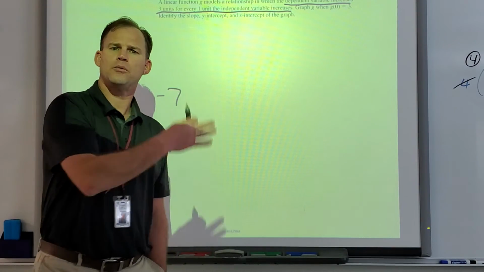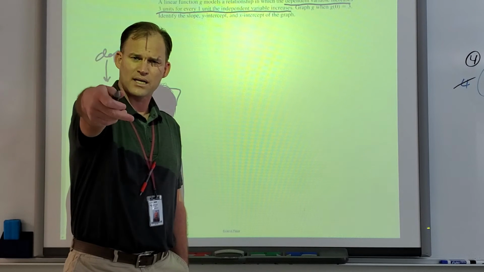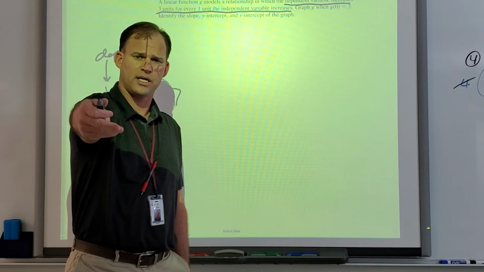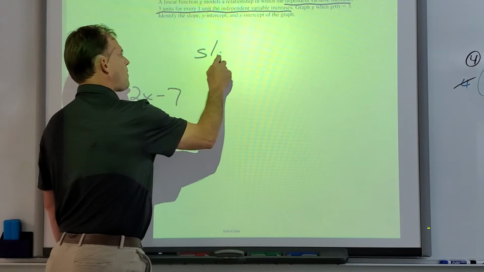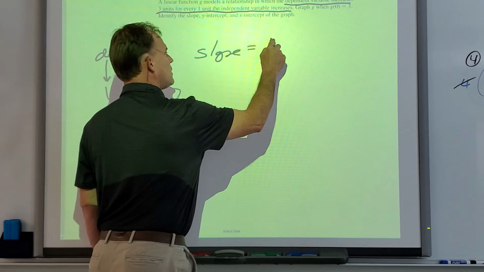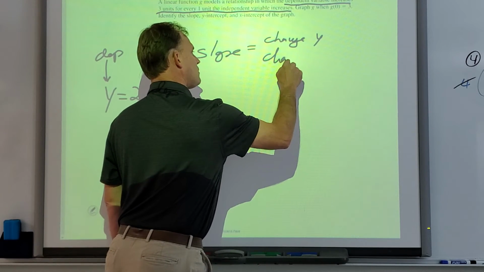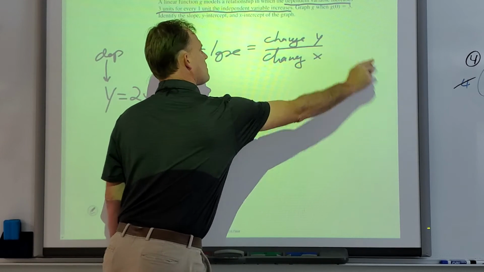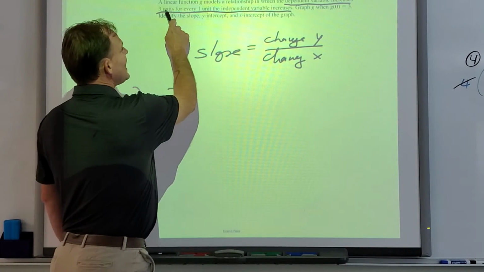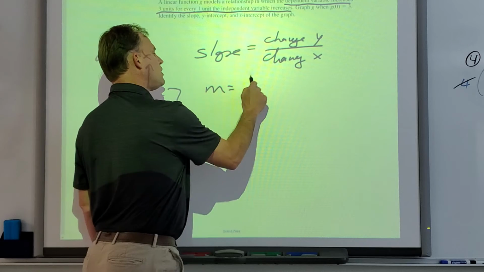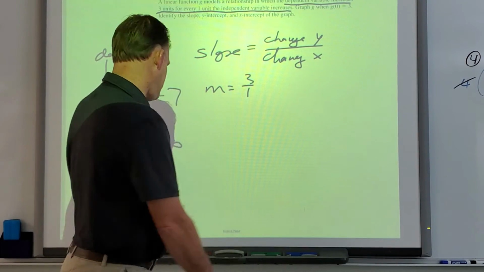So we're talking about a ratio between y and x. What other things is a ratio y over x? Or the change in y over the change in x? Slope. That should be in your notes from yesterday. So I'm telling you the slope is 3 over 1. All right?